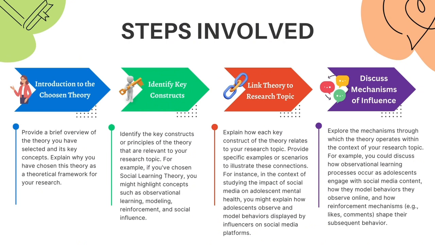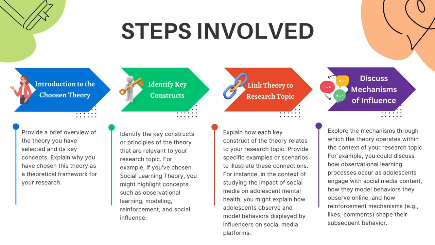The third step is link theory to the research topic. Explain how each key construct of the theory relates to your research topic. Provide specific examples or scenarios to illustrate these connections. For instance, in the context of studying the impact of social media on adolescent mental health, you might explain how adolescents observe and model behaviors displayed by influencers on social media platforms.